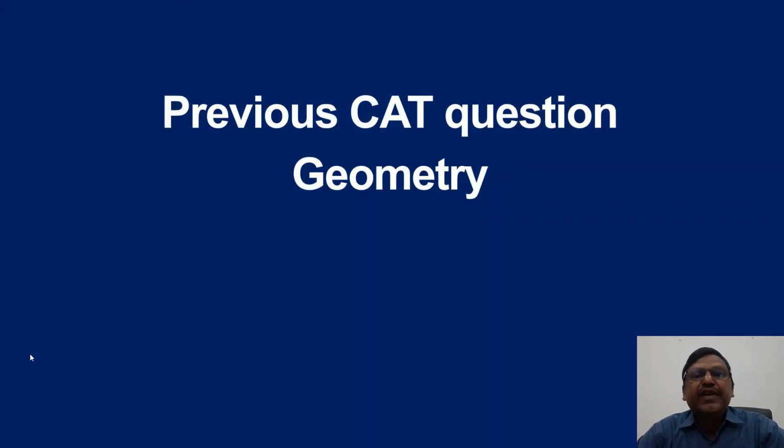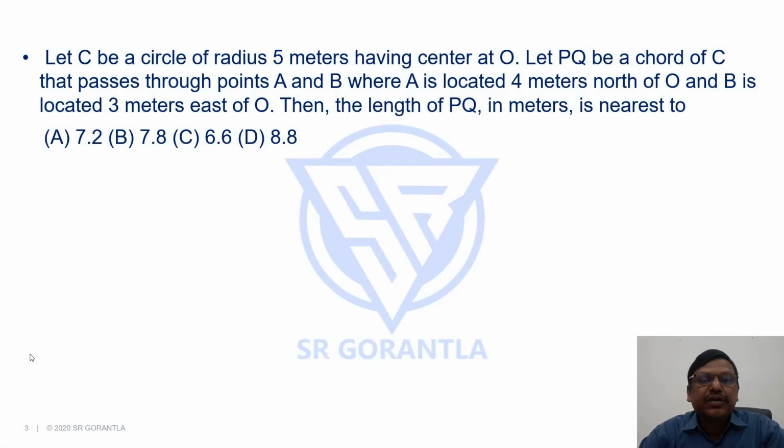In this session, we will discuss a previous CAT question, a question on geometry. Here comes the question. Let C be a circle of radius 5 meters having center at O. Let PQ be a chord of C that passes through points A and B, where A is located 4 meters north of O and B is located 3 meters east of O. Then the length of PQ in meters is nearest to.